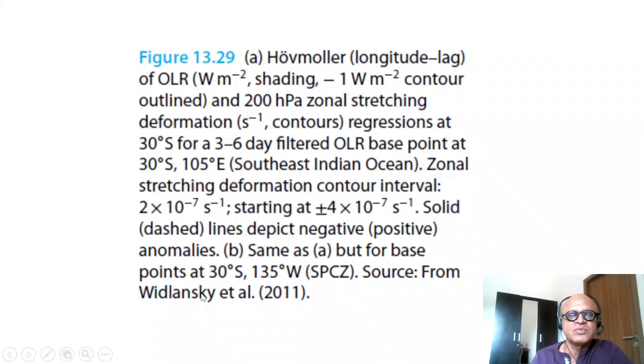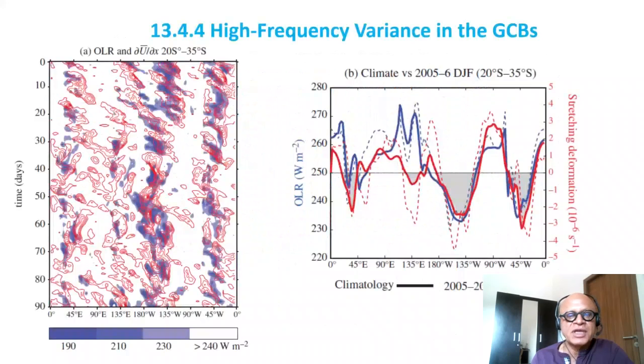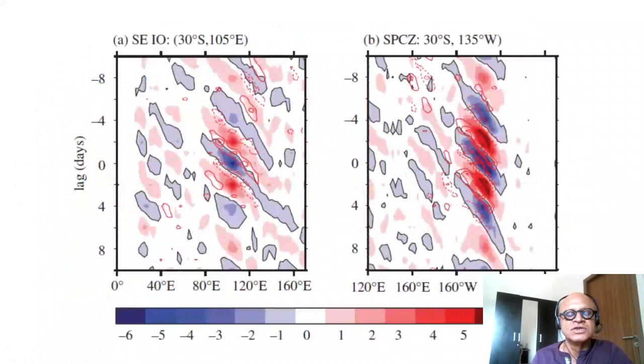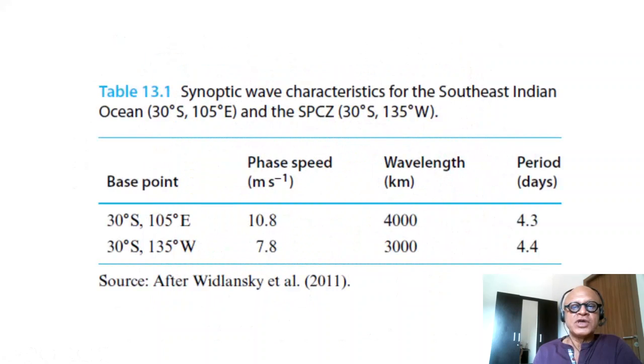Okay, so the base points are different, so these are regressions of at 3 to 6 day band pass. So obviously whenever you see propagating features, there is some band passing that has been done. If you just look at the totals, you don't necessarily get these features. So use these as the base points and then do regressions to extract the features. So again, the same story. Negative stretching corresponds to low OLR, and the consistency of the theories works all the way into this.